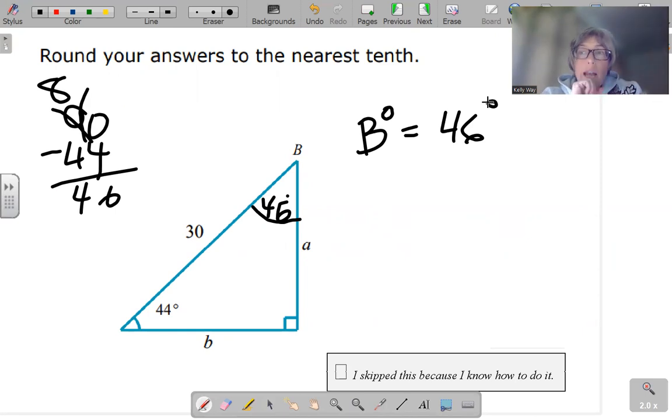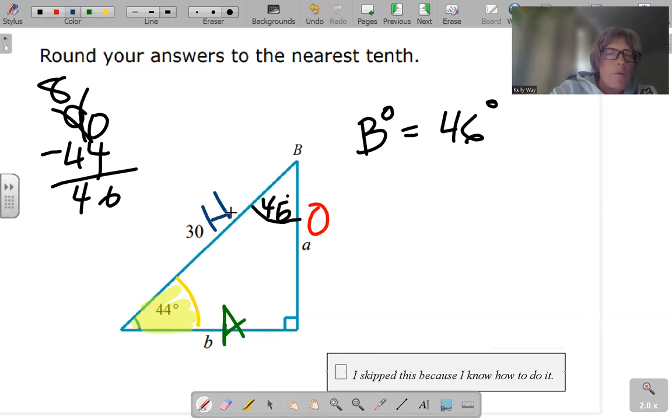Now you need to choose an angle to work with. I tend to just start with the angle that was originally given, just so I don't confuse myself. So from there, I'm going to label, this is opposite, this is adjacent, here's your hypo. Now I'm going to go for side length B first. Side length B, I have an AH combo. To get B, that's going to be an adjacent and a hypo combo.